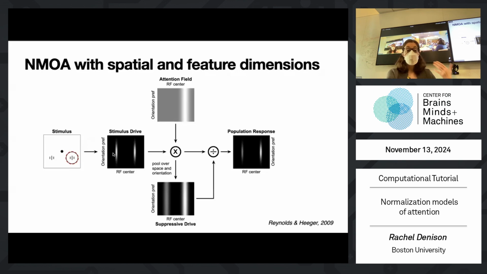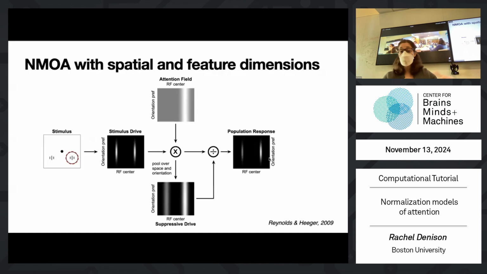You're going to have the stimulus drive in the space. You're going to multiply that stimulus excitatory drive by some attentional modulation, which can be specific to spatial location or feature or both, or whatever. And then that determines the excitatory drive. You pool those excitatory drives across all the other neurons in the suppressive pool, divide, and get out your population response at the end. Okay, so this model is cashed out at kind of a neural population level.